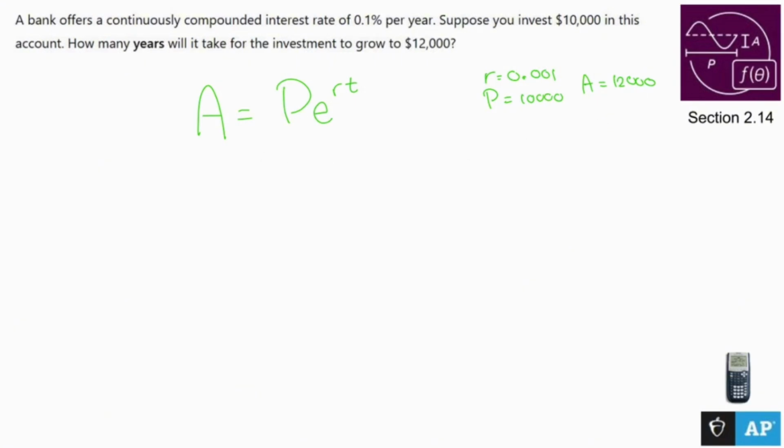Okay, so let's plug in what we know. So 12,000 equals 10,000 times e to the 0.001t. Okay? What I could do now without a calculator, this isn't so bad. I could divide both sides by 10 grand.